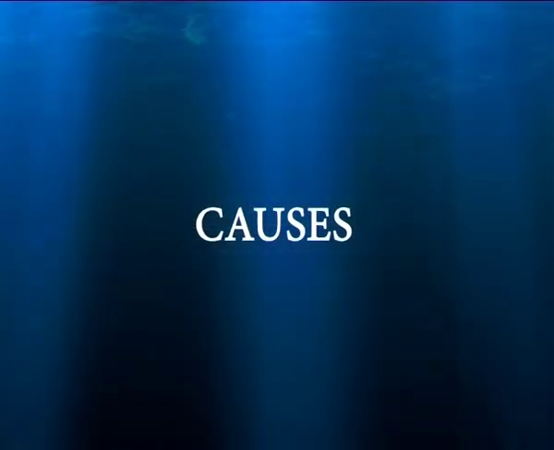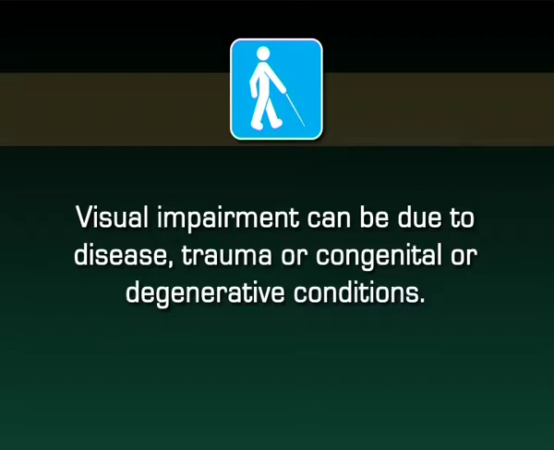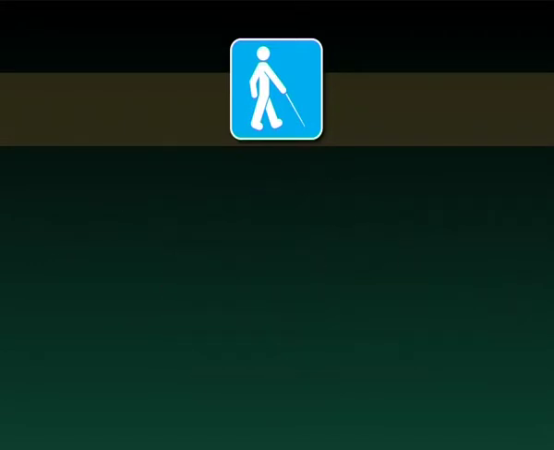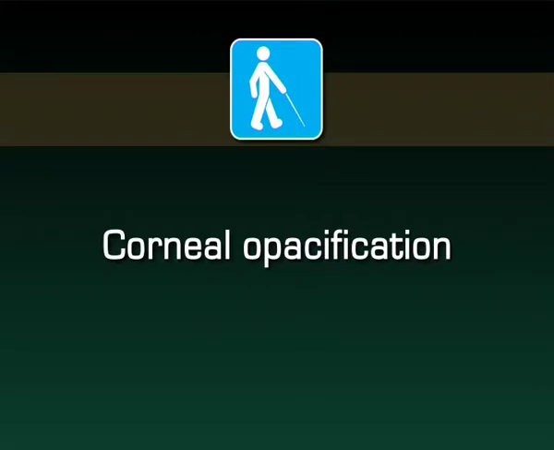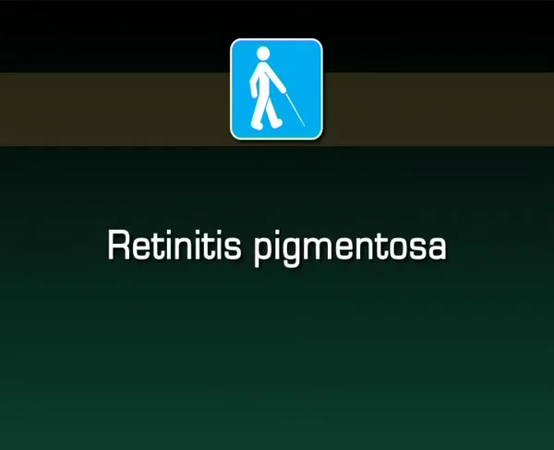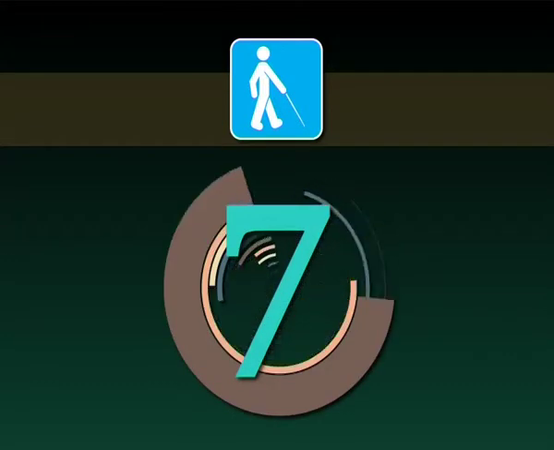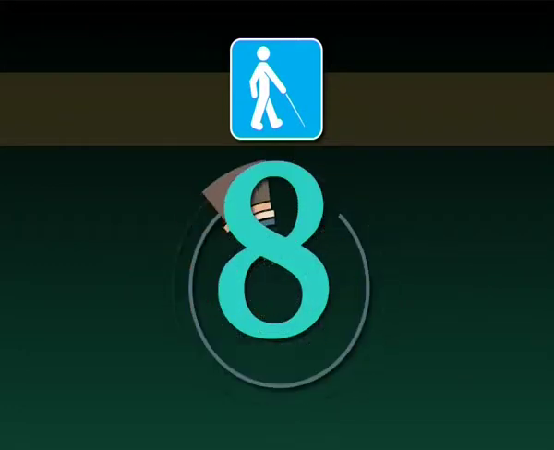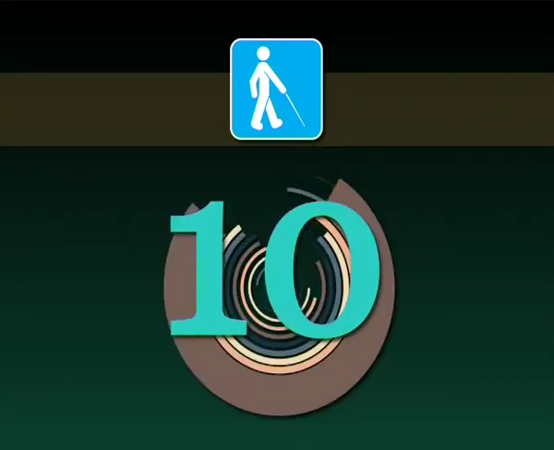Its causes are: 1. Visual impairment can be due to disease, trauma, or congenital or degenerative conditions. Number 2, eye disorders such as retinal degeneration, albinism, cataracts, amblyopia, glaucoma, etc. lead to visual impairments. Number 3, corneal opacification. Number 4, diabetic retinopathy. Number 5, retinitis pigmentosa. Number 6, retinopathy of prematurity. Number 7, Stargardt's disease. Number 8, uveitis. Number 9, age-related macular degeneration. Number 10, accidents.